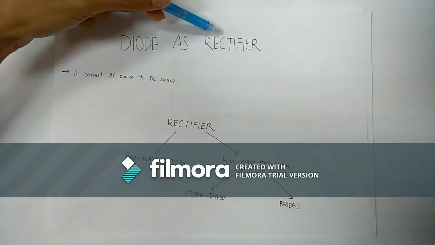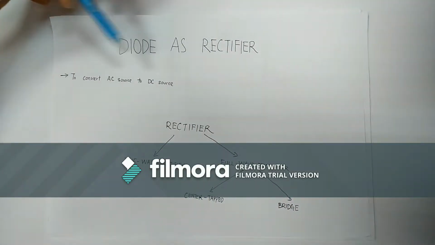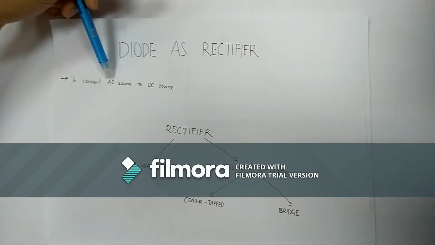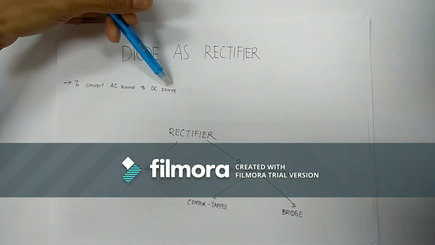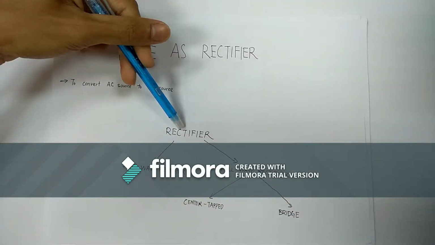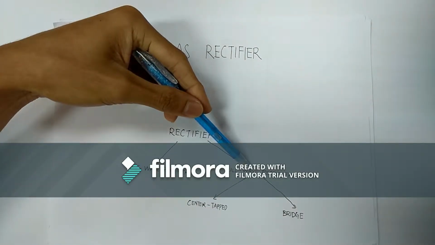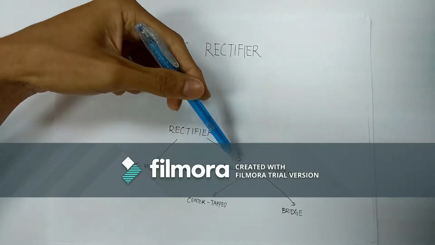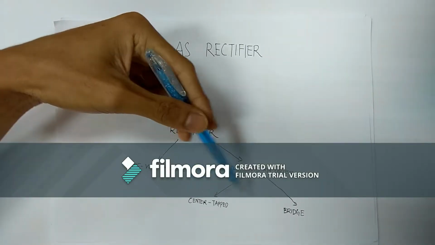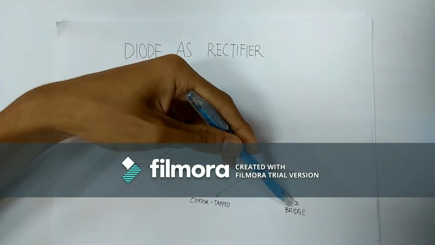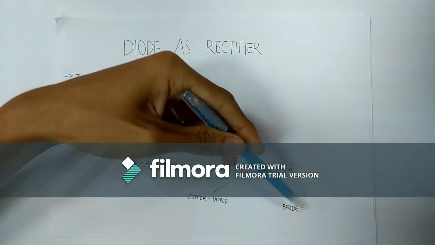Diode as rectifier. What is a diode? It is used to convert AC source to DC source. There are two types of rectifier. One is half-wave rectifier and the other one is full-wave rectifier. And full-wave rectifier is also split into two types. One is center tap, the other one is bridge.